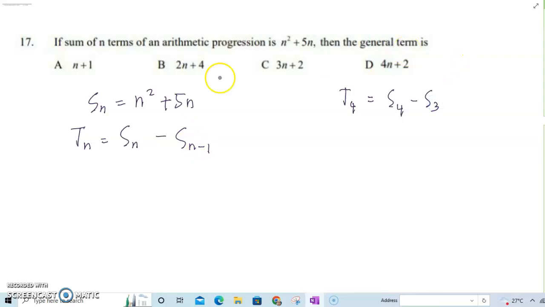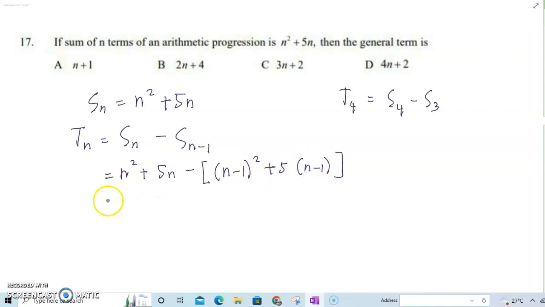Okay. So, we are going to use the term here. So, we have Sn is n square plus 5n. Okay, now n minus 1 ni you akan ganti dalam n. So, minus you put bracket n minus 1 square plus 5 n minus 1. Okay, and then we are going to expand.